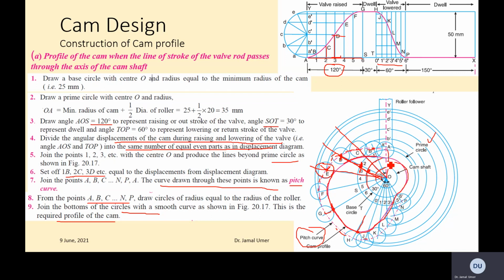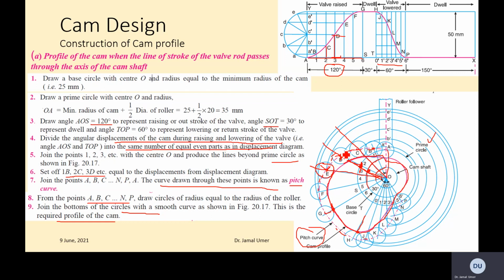Because you are asked to draw the cam profile, not the pitch curve. So you draw the pitch curve, and then finally you draw the cam profile. The cam profile is a physical part which is present there. So this is something that you actually need.